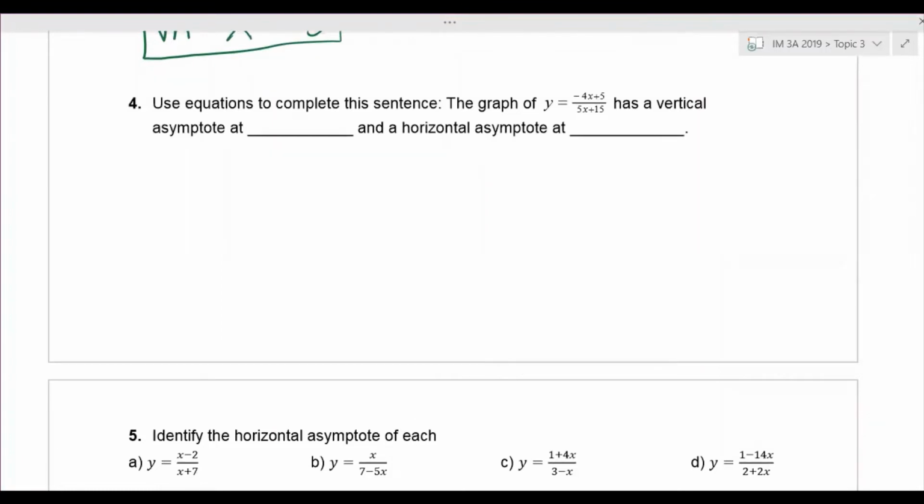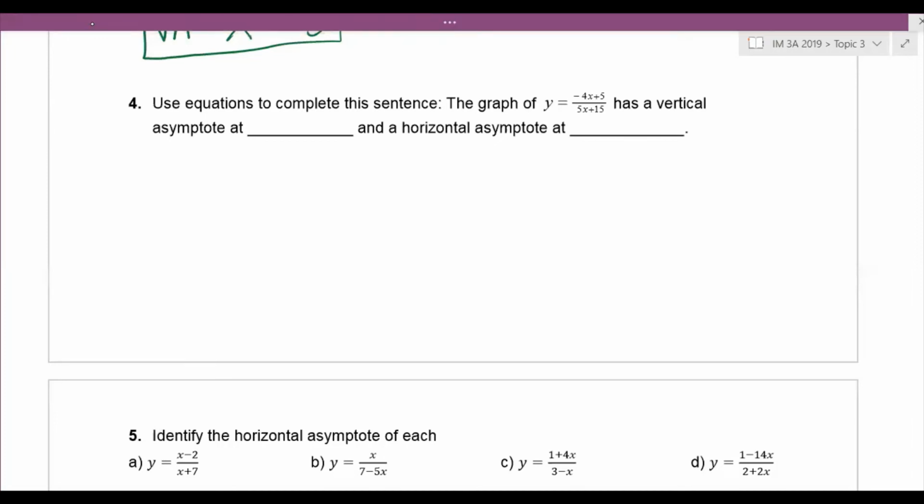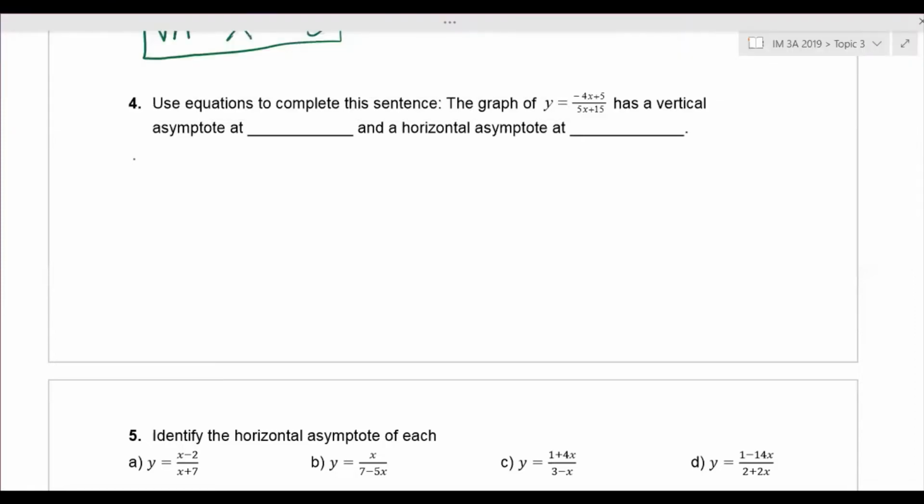For number 4, we're going to use equations to complete the sentence. The graph of y equals negative 4x plus 5 over 5x plus 15 has a vertical asymptote at blank and a horizontal asymptote at blank. So let's look at the factors of this expression. If I have negative 4x plus 5, I cannot factor anything out of that numerator. However, 5x plus 15, each term has a common factor of 5. And so that's going to leave us with 5 times x plus 3. So 5 times x makes 5x, 5 times 3 makes 15.